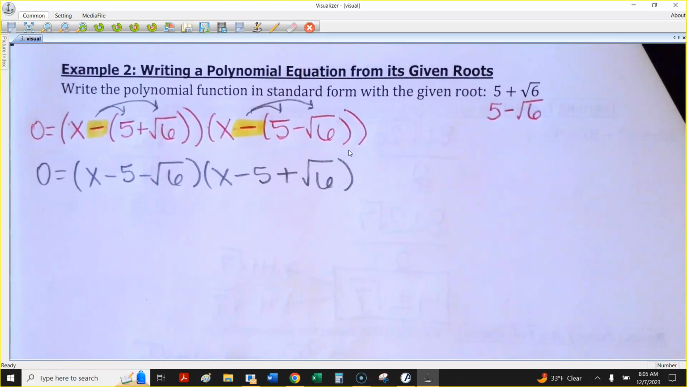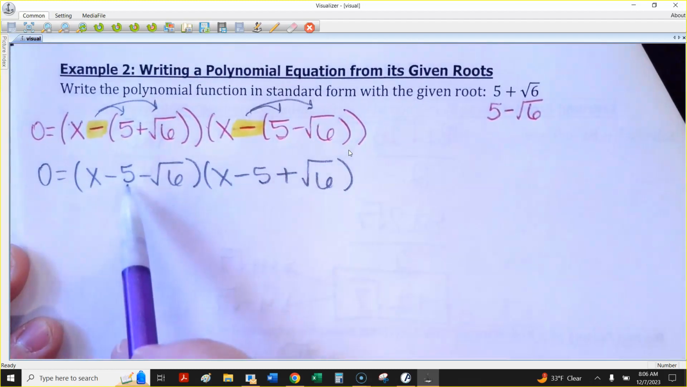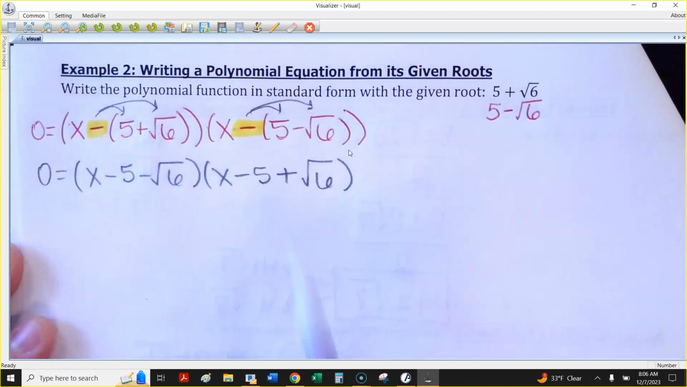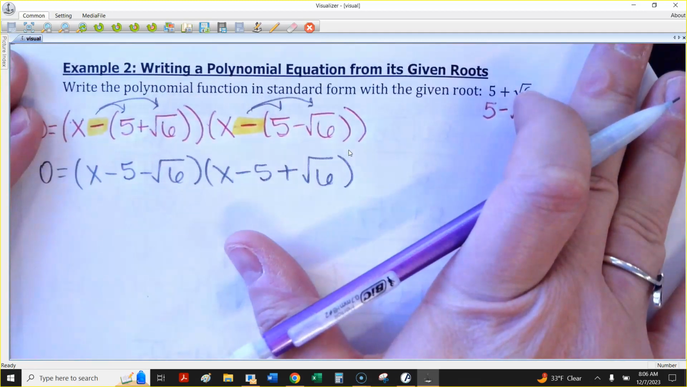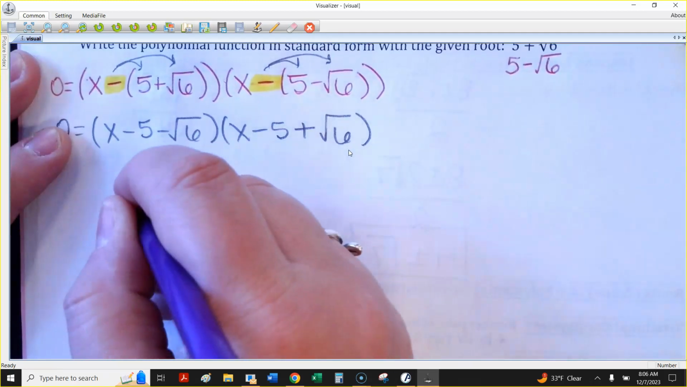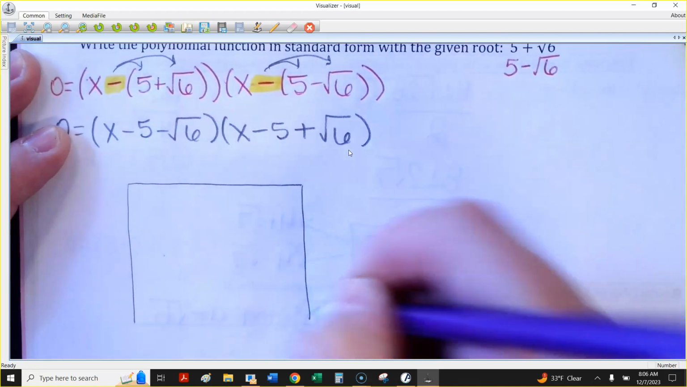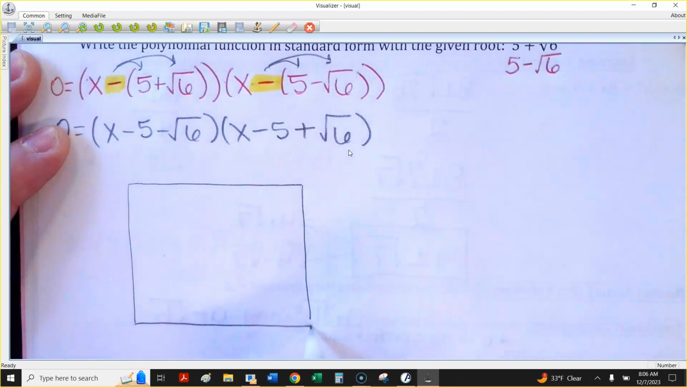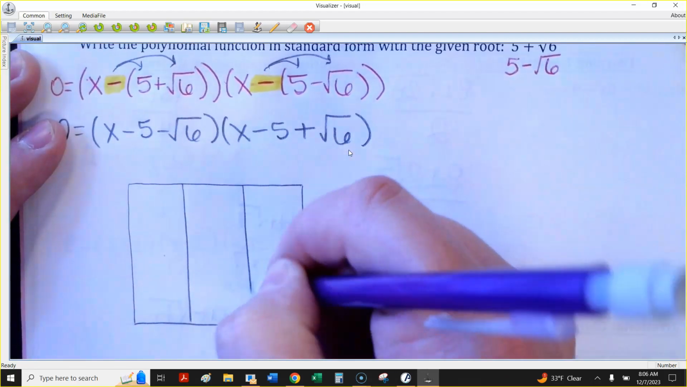Okay, now, this is tricky. I promise all the radical parts will cancel out if you do this correctly. This is just my thing. If you want to do FOIL, you got to do x times all three things, -5 times all three things, and then negative radical 6 times all three things. For these types of problems, I personally use a box just because there's so many terms. So I'm just going to do that here, and then I will show you that you can kind of skip a step if you understand this.